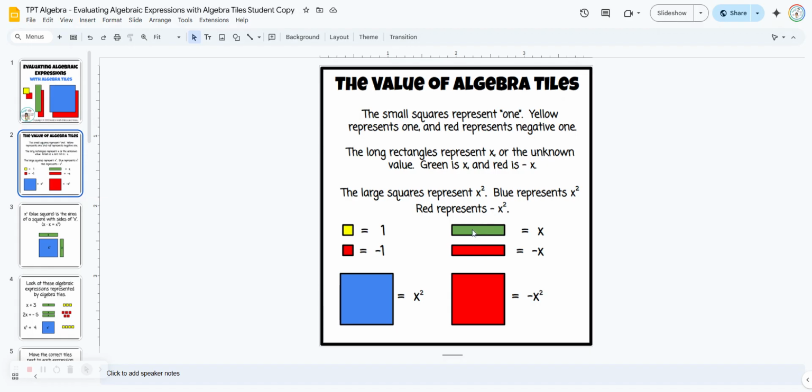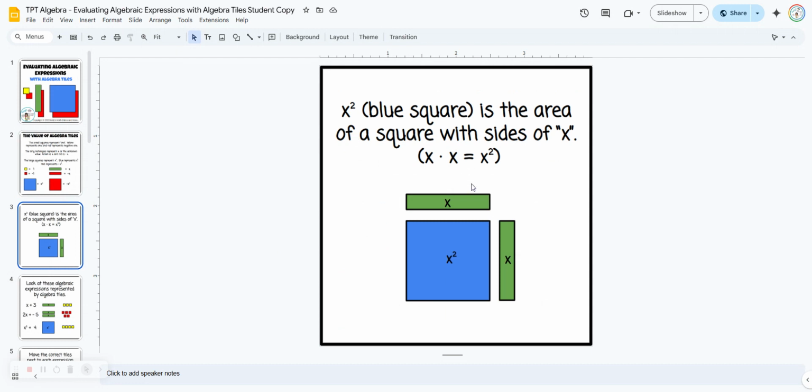These longer pieces represent x, so positive and negative, and then the larger pieces are x squared, so positive and negative. And then it shows students why this larger piece is x squared, because it's x times x, and these longer pieces are equal to the sides of the larger piece.